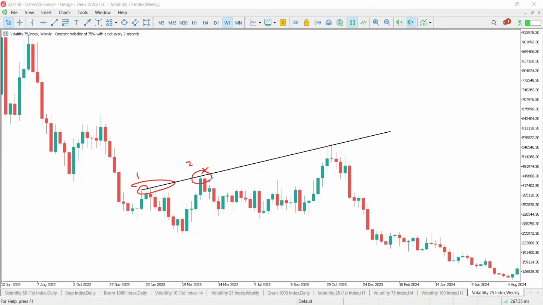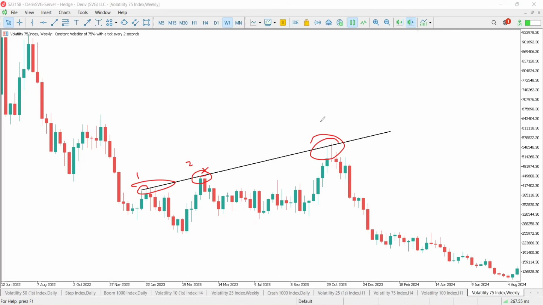The second touch point, cut through as many wicks as possible. Here we have 2 wicks, so we have to cut through the wicks, not the bodies. We should not cut the bodies. If there are many wicks and you want to pass through as many as possible and you see that you're going to be cutting the bodies, adjust just the wicks. Okay, then this is the third touch.